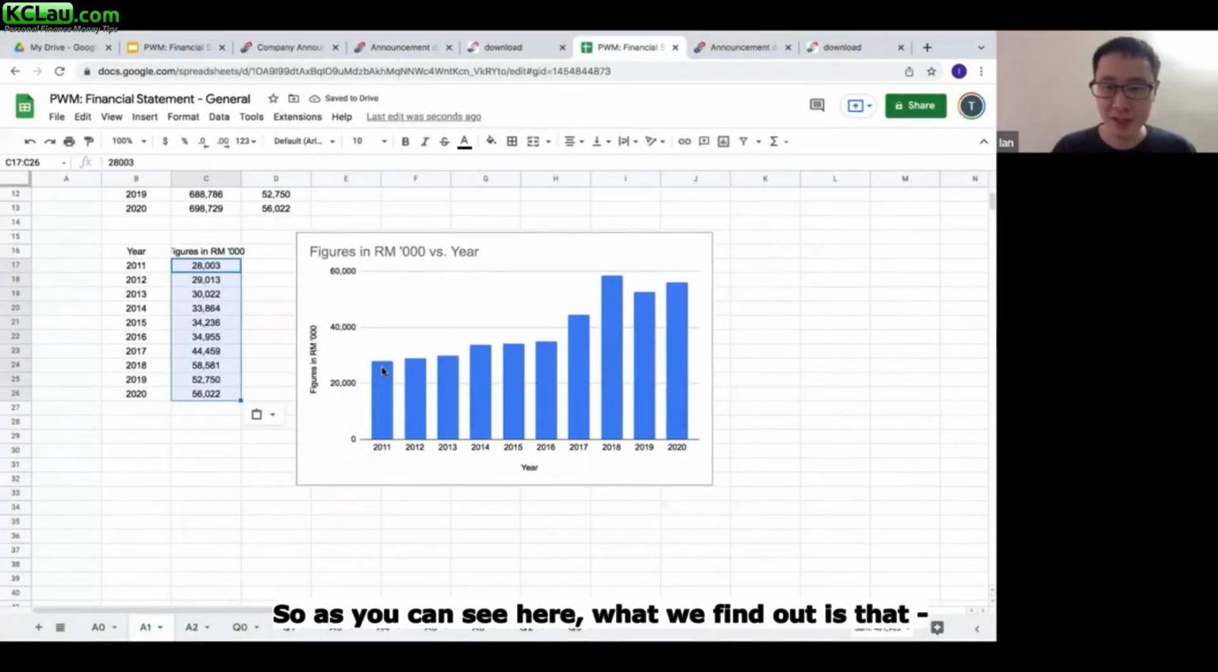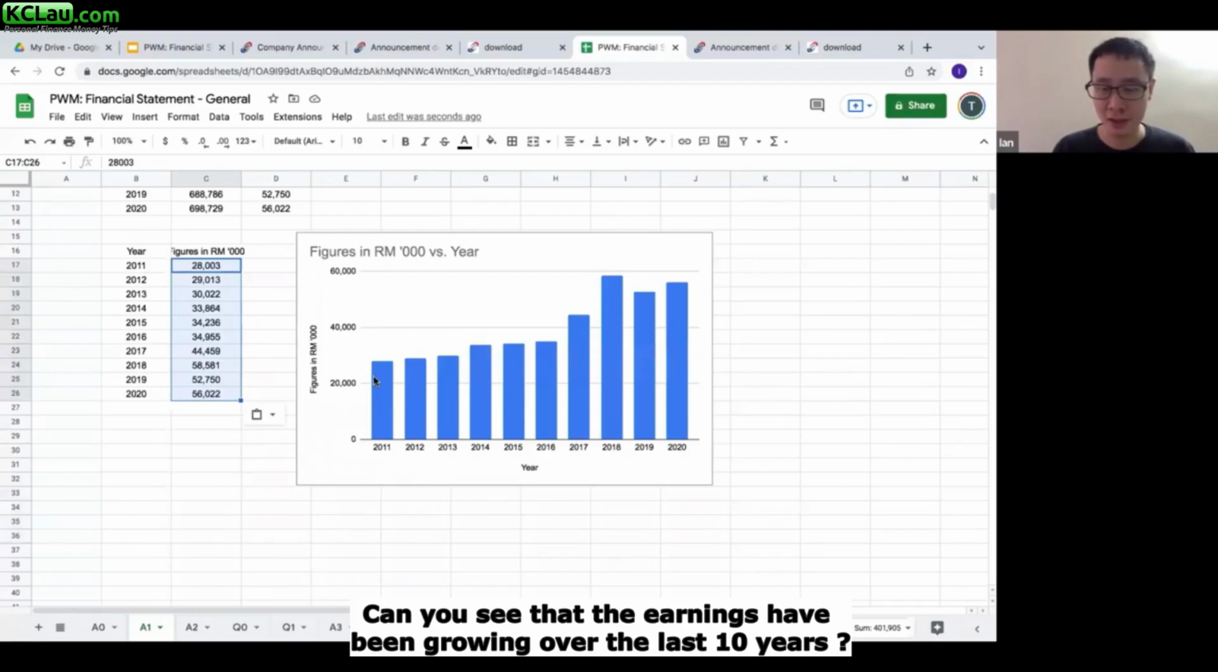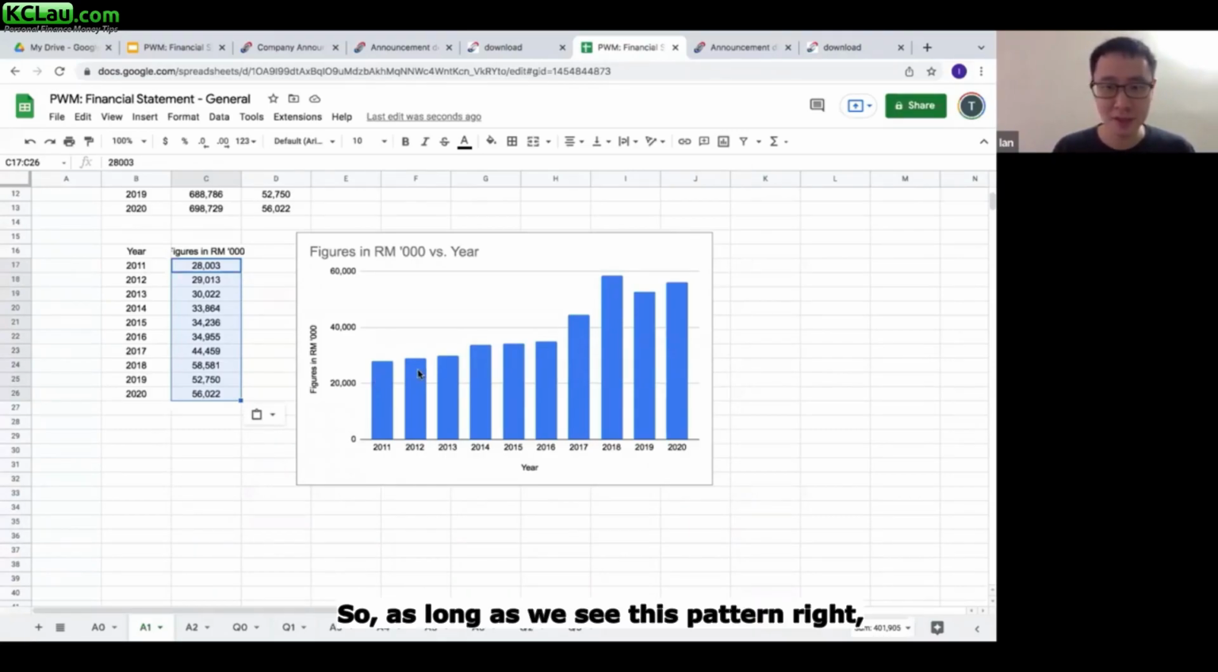So as you can see here, the shareholders' earnings, can you see that the earnings have been growing over the last 10 years? As long as we see this pattern, usually the stock will be in Dividend Walk.